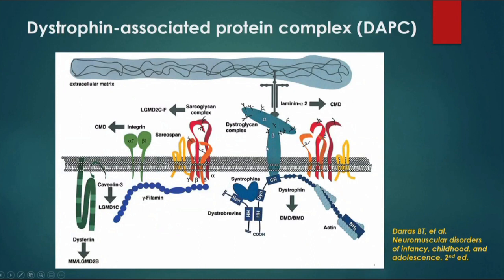beta dystroglycan, and that connects to the extracellular matrix or the basal lamina and binds to laminin alpha 2. And then the carboxy terminal, which has association with other proteins like syntrophins and dystrobrevins. So these are together, including the sarcoglycan complex, they are together called dystrophin-associated protein complex. And it is important to know these domains for the purpose of development of new treatments.